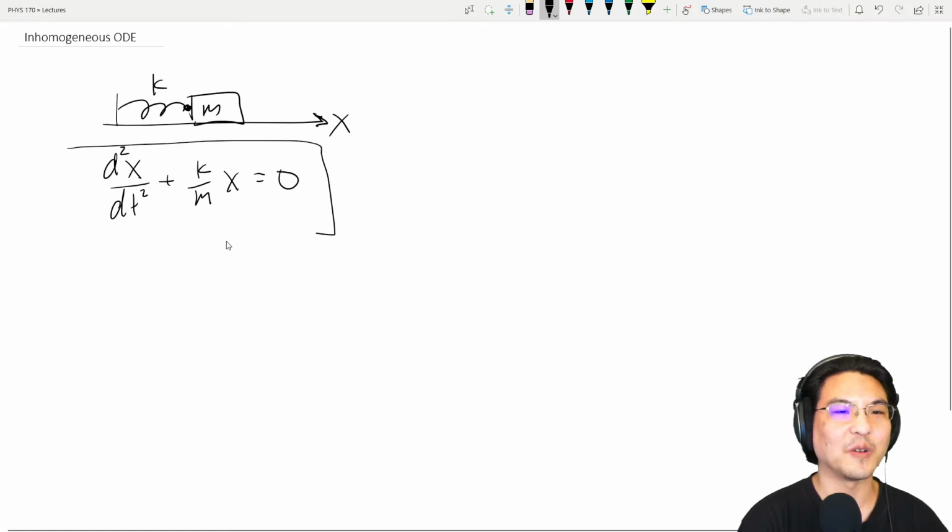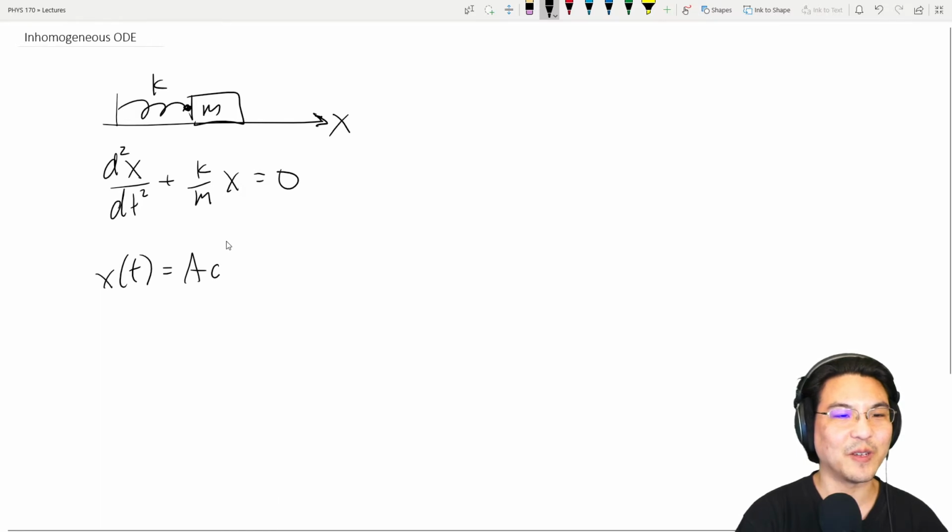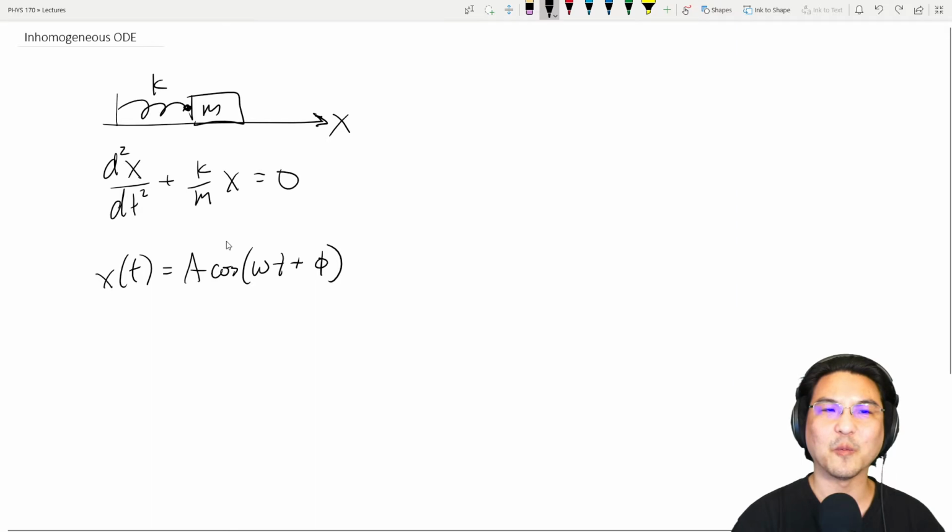Right, this second order ODE, which you know how to solve, right? The solution looks like this, some kind of sinusoid, with amplitude here, angular frequency here, phase angle here. Okay, but what if the spring were vertical?